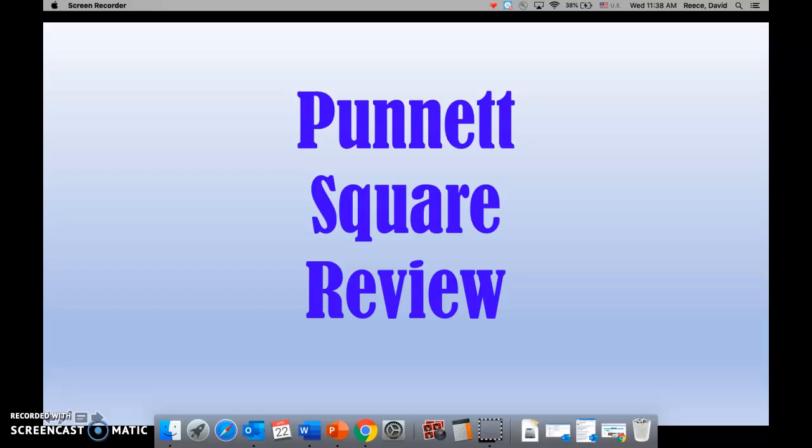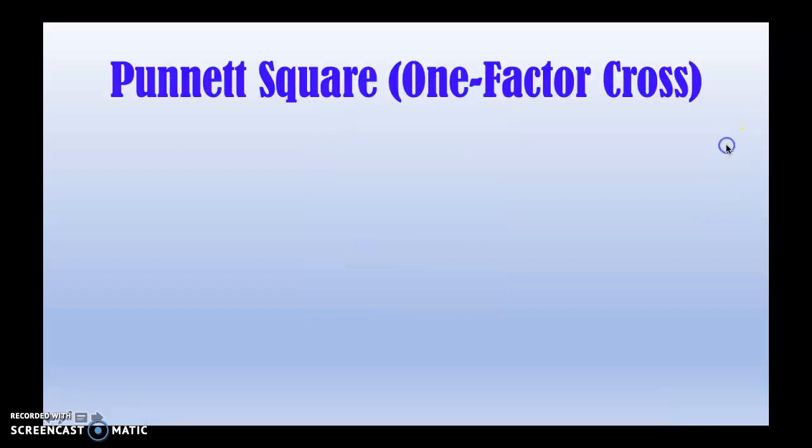Okay, so let's just get going here. Let's do a one-factor cross first. In a one-factor cross, we're dealing with one trait at a time, so you're going to have a Punnett square consisting of 4 boxes. Now we're going to follow the same steps as you did previously.